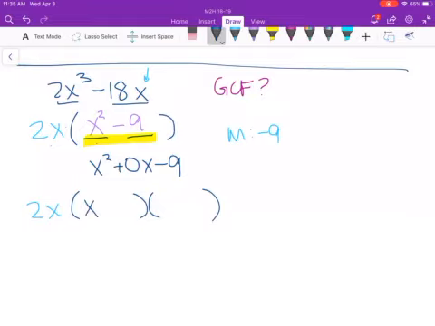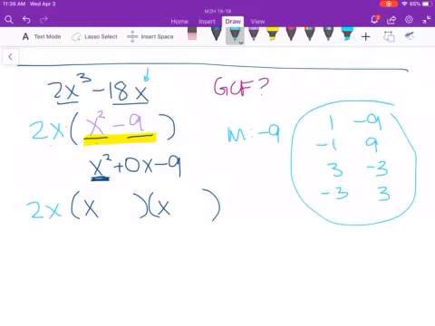What goes in the first blank is x and x from the x squared. Then you have to figure out what multiplies to be negative 9, and that could be 1 and negative 9, negative 1 and 9, 3 and negative 3, negative 3 and 3. And most of the time people do this in their head. If you need to write it out, again, that's okay.